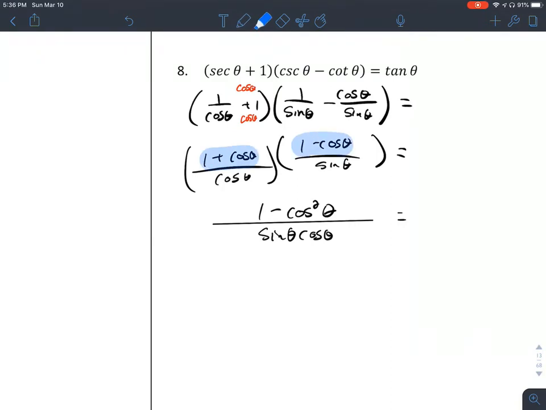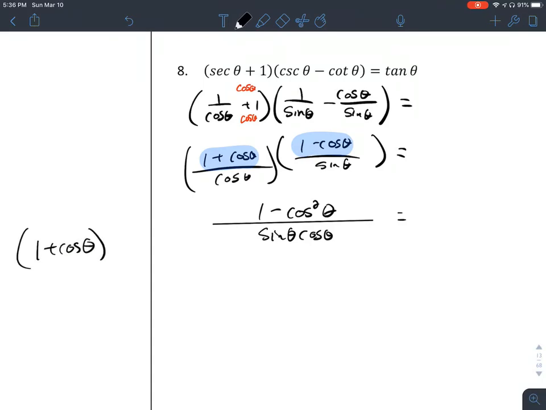What's the relationship between 1 plus cosine and 1 minus cosine? Well, those are conjugates. When you multiply two conjugates, you get the first term squared minus the second term squared. And 1 squared, of course, is 1, which leads us to this. If that's unsatisfactory to you, let me show you another reason.